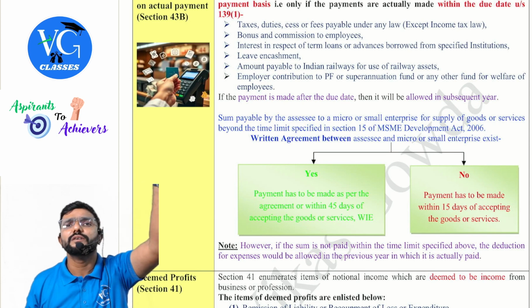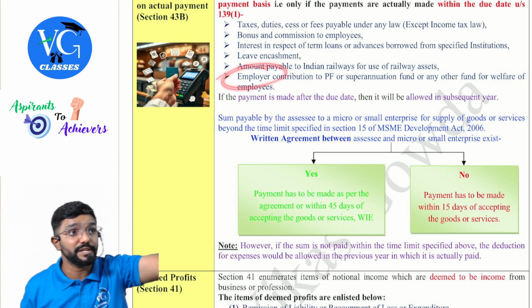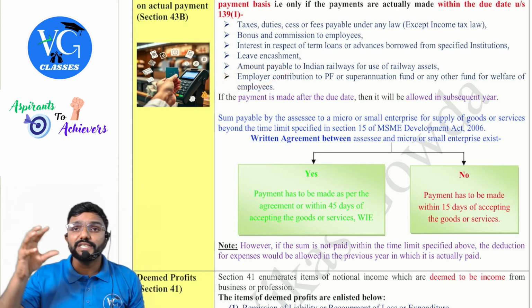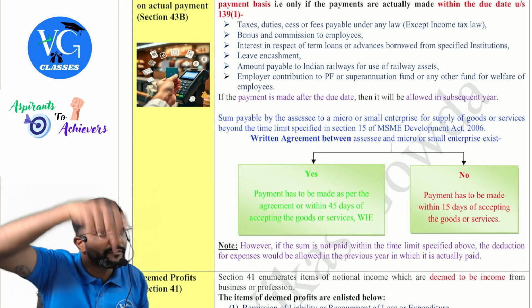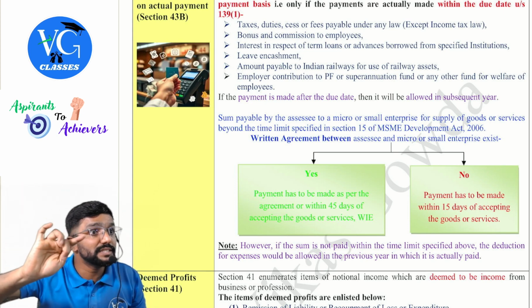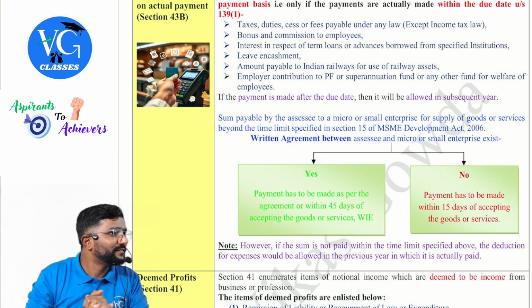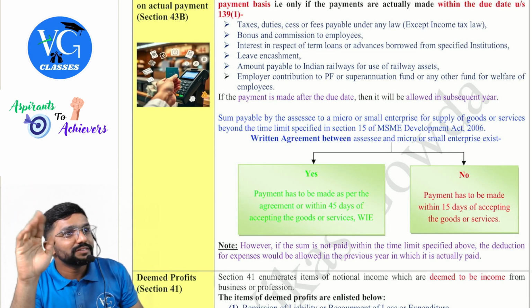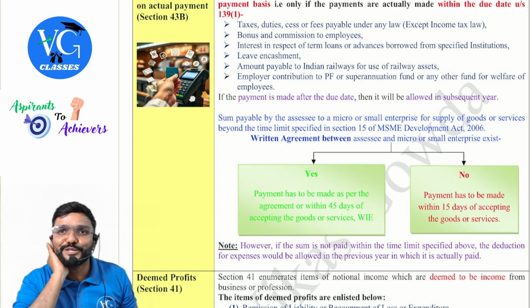Whose contribution? Employer contribution, not employees'. The employees' contribution we already saw under section 36 only. What does it say? When it is received as income, if it is deposited within the due date of the fund, not the due date of returns, it is allowed. If not, not allowed. One day late, two days late, permanently disallowed. Sir, will it be allowed next month, next year? No. That is for employees' contribution.